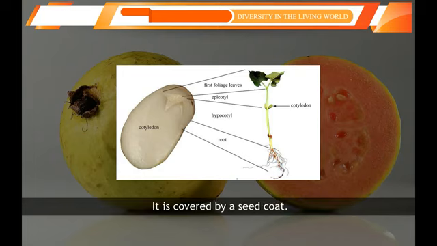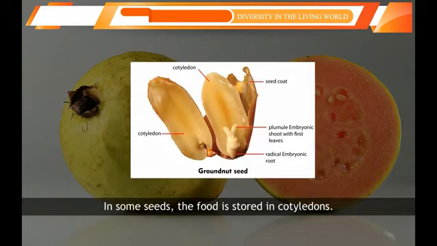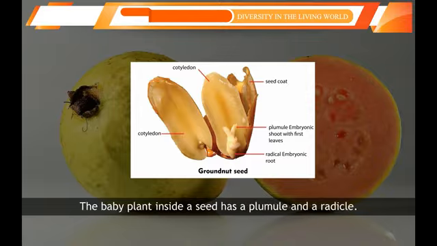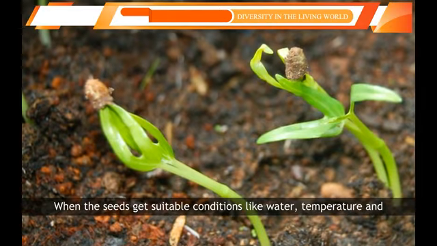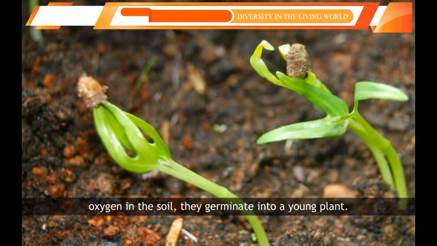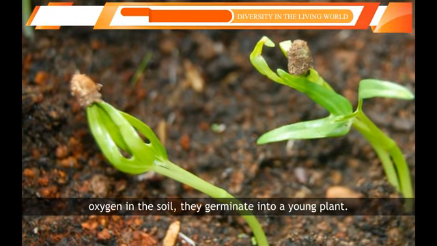A seed contains a baby plant and food for the new plant. It is covered by a seed coat. In some seeds, the food is stored in cotyledons. The baby plant inside a seed has a plumule and a radicle. When the seeds get suitable conditions like water, temperature and oxygen in the soil, they germinate into a young plant.